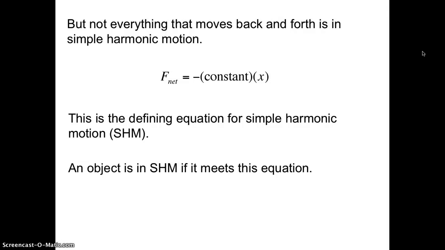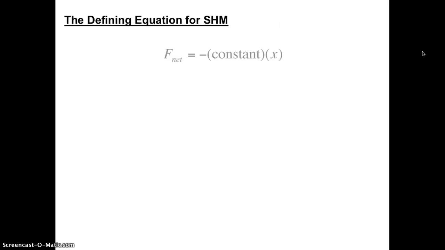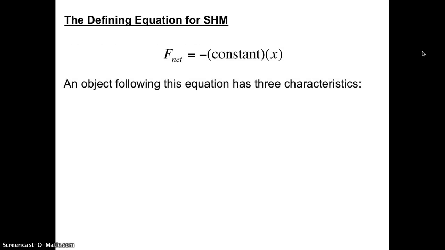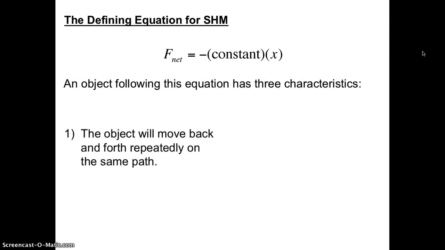Now, as it turns out, this equation for simple harmonic motion isn't so simple. It has some important implications. Any object following this equation will have three characteristics. First, the object will move back and forth repeatedly on the same path, like we've already been seeing. So let's look at the pendulum again. If we pull it to one side and we release, then the frictionless pendulum will continue swinging back and forth along this circular arc, like this. So this back and forth repeated motion is actually a consequence of this equation.